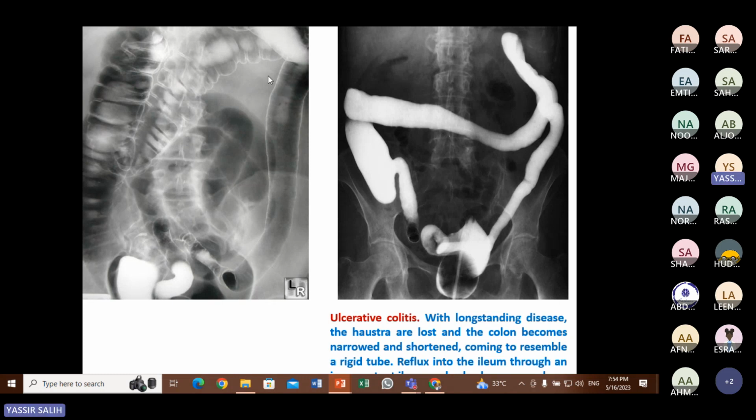We see on the contrast examination narrowing of the colon, a lead-pipe appearance. The haustra are lost. It is narrowed, lead-pipe, featureless. The most important words are featureless or loss of haustration. Compare with the normal colon, where there is haustration and sacculation, but here there is no haustration. The featureless colon is narrowed and shortened with loss of haustration, lead-pipe appearance. This is ulcerative colitis.